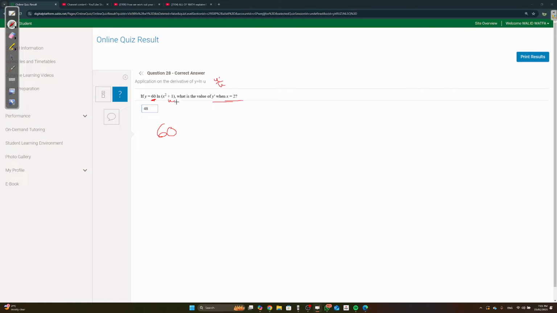U is equal to x squared plus 1. So what's u prime? 2x. Right? So let's apply u prime over u. So 16 times the derivative of ln of x squared plus 1, which is u prime over u, so 2x over x squared plus 1. When x equals 2, how much is it going to be? 2 times 2 over 2 squared plus 1. So 4 over 5, 12 times 4, 48. Yeah, you get 48. It's correct.